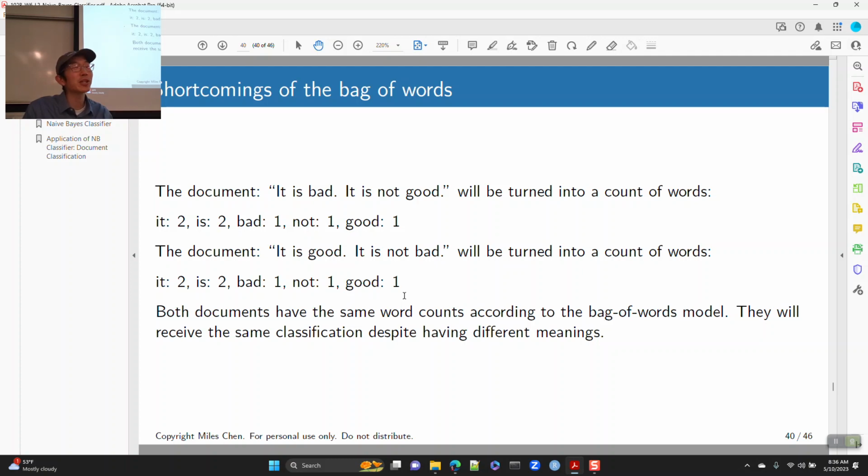And so our document classifier, which uses the bag of words model, will say these two documents are saying the exact same thing, okay? And we know that's not correct, okay?